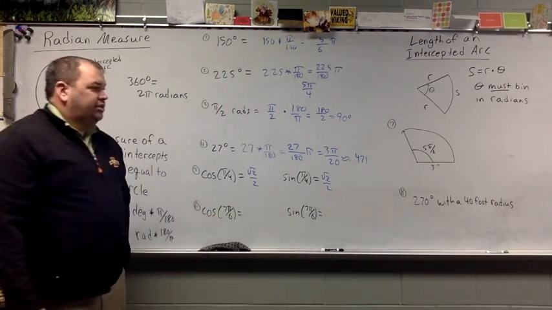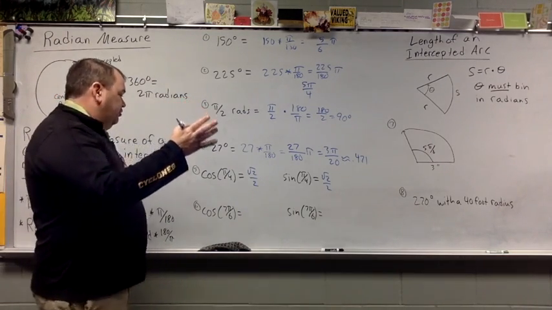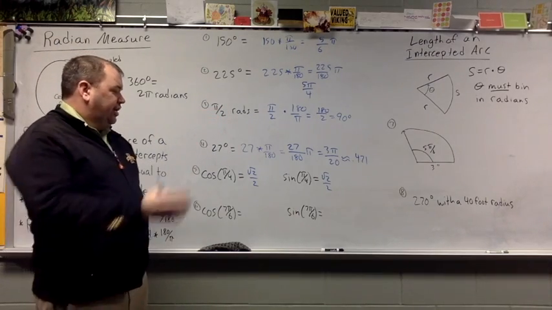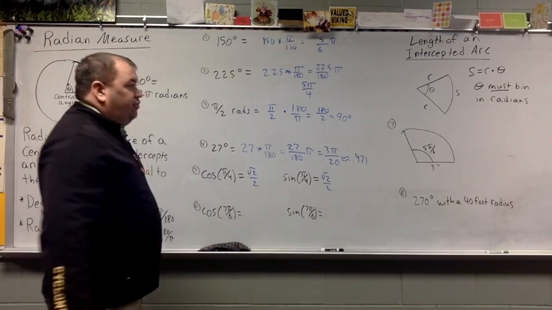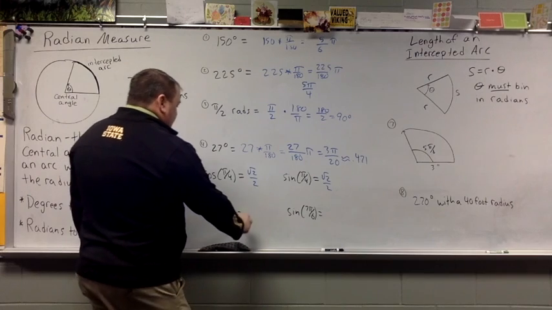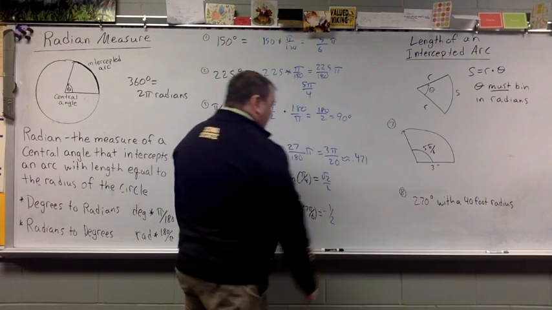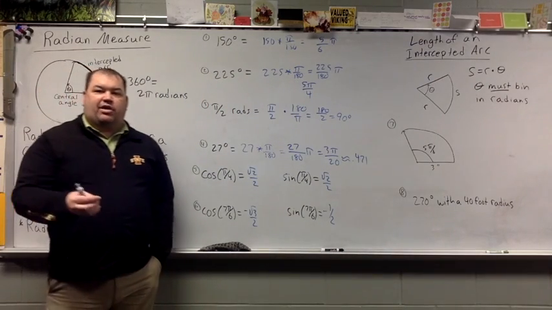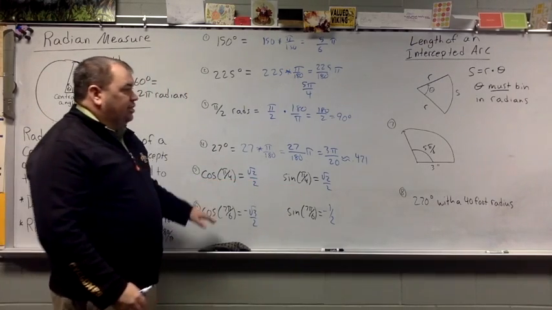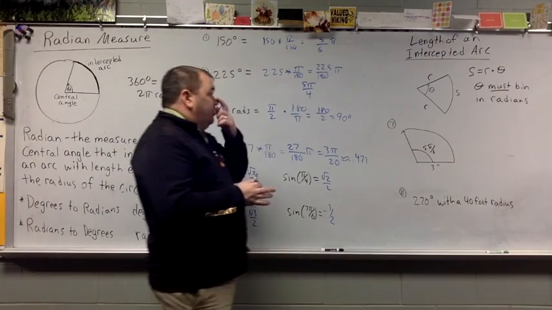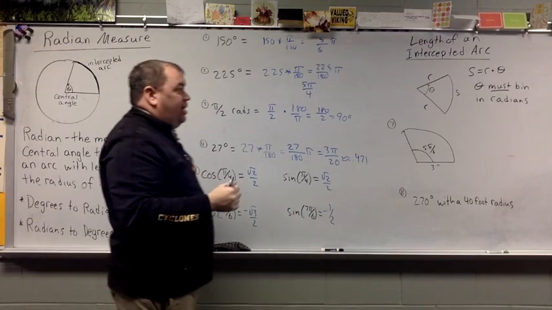7 pi over 6, that one's a little strange. You might not recognize that one as well. It should be up in your first quadrant or second quadrant, I believe. No, excuse me, it's down in your third quadrant. 7 pi over 6. If I look at the cosine, I get negative square root of 3 over 2. If I look at the sine, I get negative 1/2. So we really need to get that unit circle with the radian measures and the degree measures so we can answer questions like these.